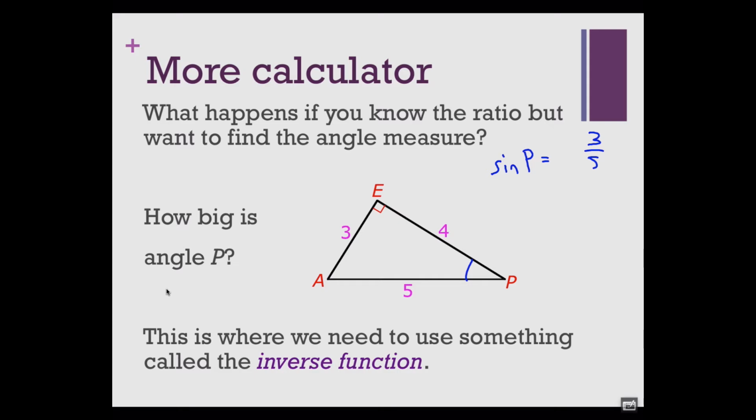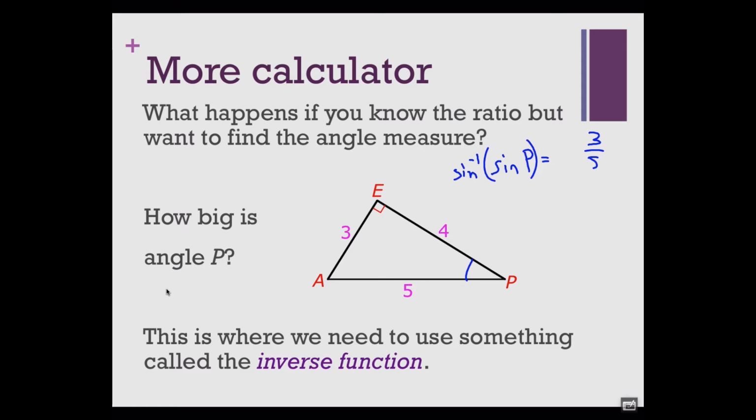I want to get P by itself. I'm taking the sine of P. How do I get rid of the sine? Right. You don't divide by sine. Okay, that's not a viable solution. You can't just divide by sine and cancel it. Just like you wouldn't divide by a plus sign. That's silly. We undo the sine by using the inverse function.